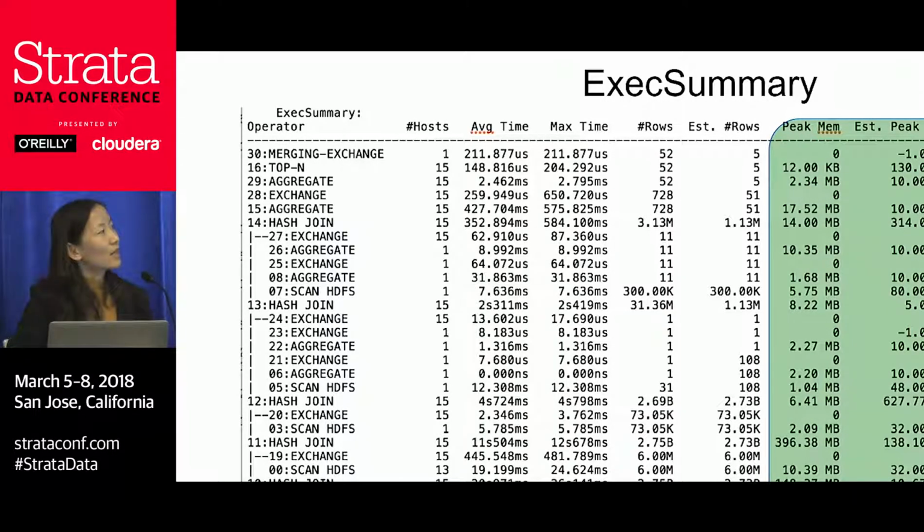Next two columns are the memory usage. Again, there's the real memory usage and the estimated memory usage. From here you can see which is your most expensive operator, the one that uses the most memory. You can also see whether the estimation is accurate or far off.